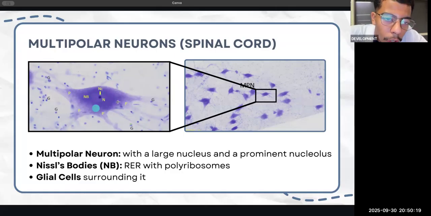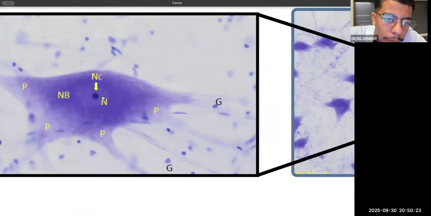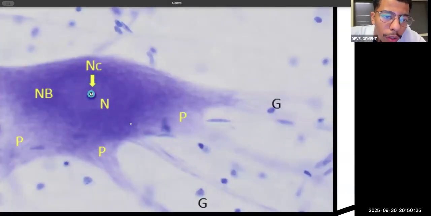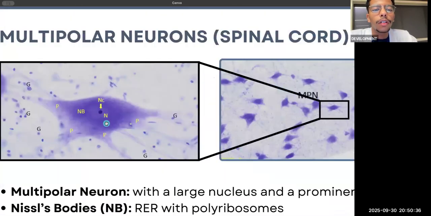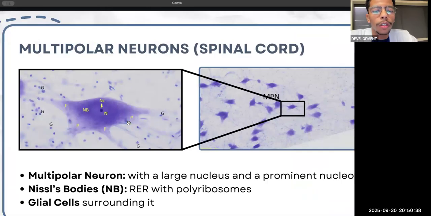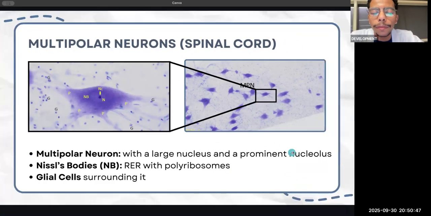The nucleus is what is around the nucleolus itself. The lighter part around this dark dot here is the nucleus. So this is your nucleolus, and the light part around it is the nucleus, okay? And then around that, the darker area is called what? Nissl's bodies. Now, Nissl's bodies are basically rough endoplasmic reticulum with polyribosomes or ribosomes, okay? And then these cells around it are your glial cells. These are there for support, okay?